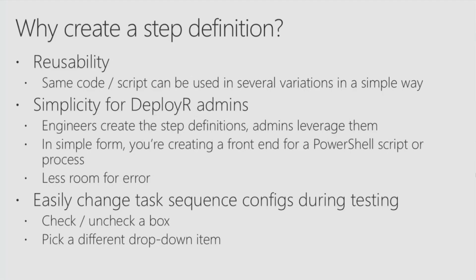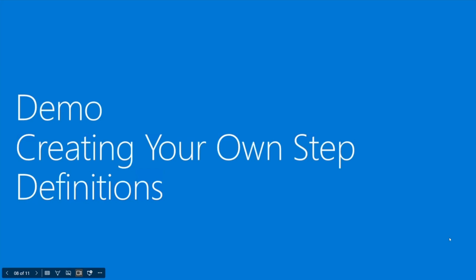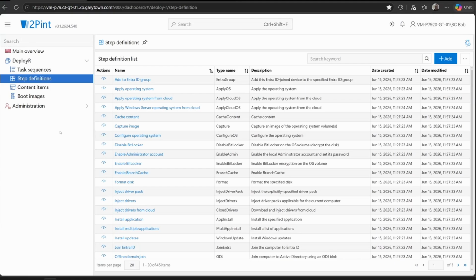So let's see here. Creating your own step definition. All right. So this is a new server. This is running 1.3, so it's a little bit different than what Mike was showing. This is actually our community version, just to show that it works in both. So it's a little bit different look, and this is running on a Windows 11 that I just set up yesterday, so it should be all working fine.